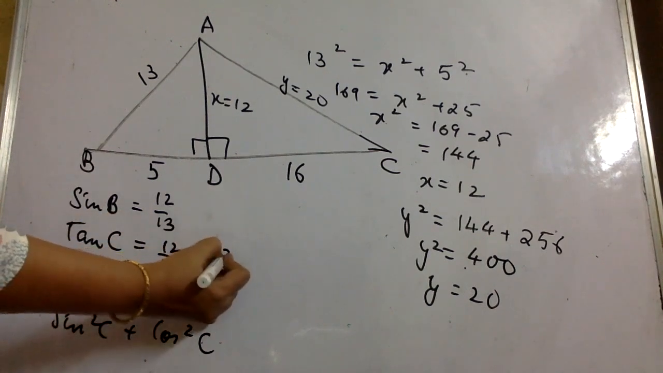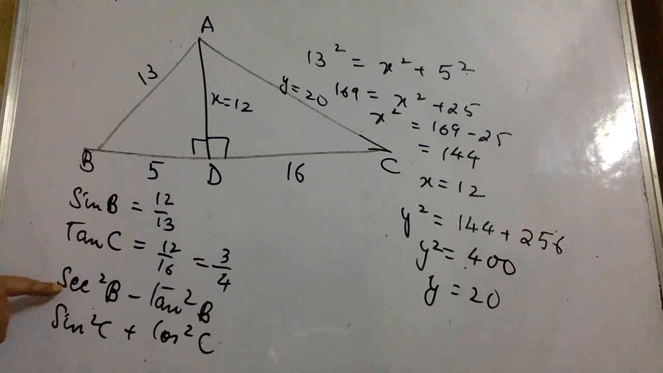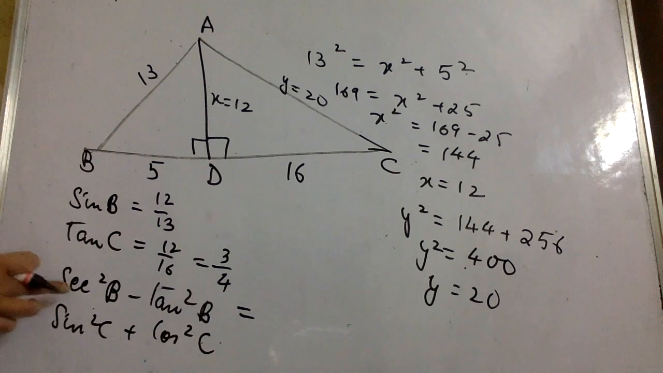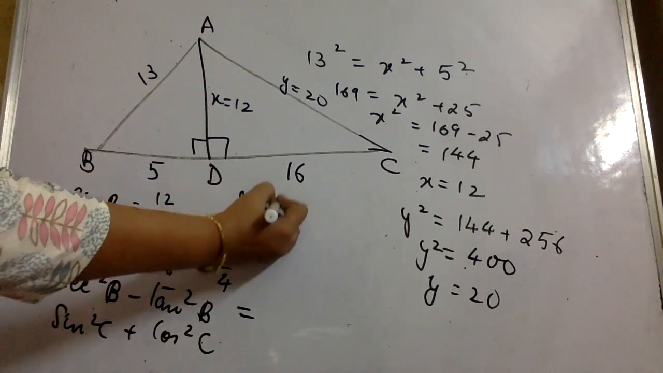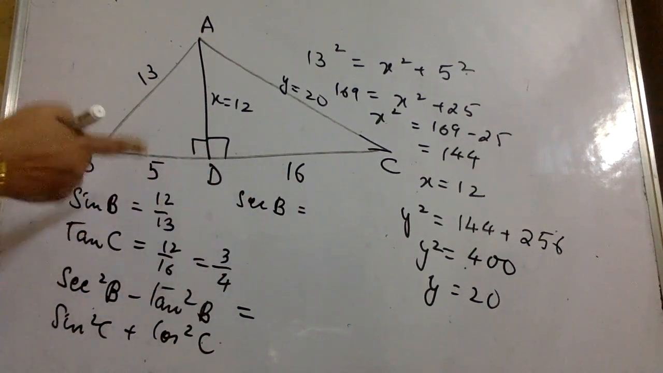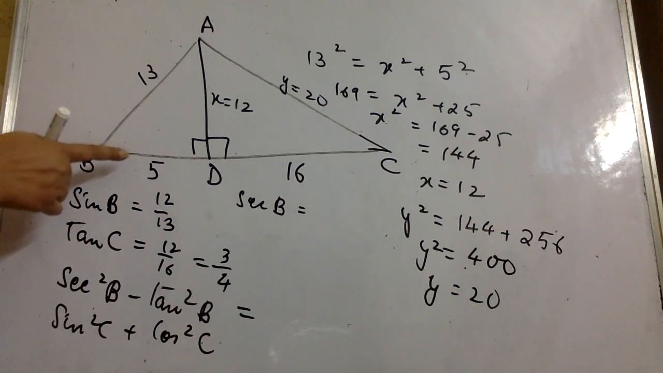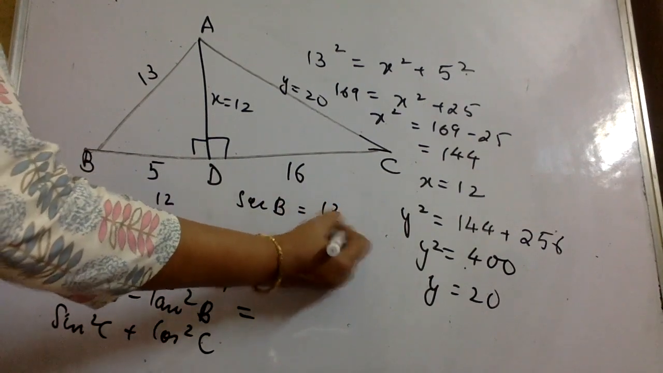With a 4, if we reduce, we get a 3 by 4. Here we can't reduce. Okay, then comes sec square b minus tan square b, another place for confusion. The moment this comes, you don't understand what to do. Let me first find sec b. Sec b is how much? Reciprocal of cos b. So cos b is a 5 by 13, so sec b is 13 by 5.